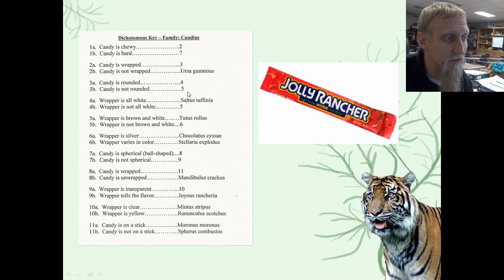If you look at some of the other ones on here, they're actually pretty funny. Like number 2B, Ursa is the scientific name for bear. So Ursa gummius is a gummy bear. And Saltus taffenia is saltwater taffy. Tutus rollus, number 5A, that's a Tootsie Roll. You can look at some of the others if you want and try to figure them out, but they're actually kind of funny.